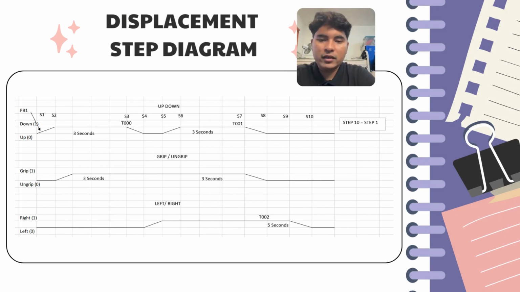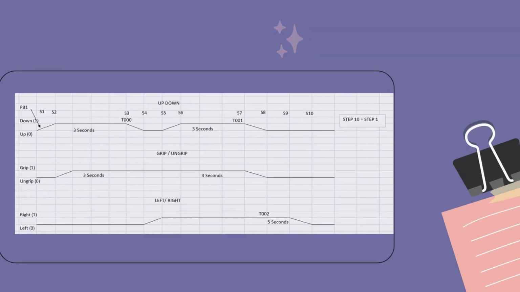Displacement step diagram for our project, we have three. For the first, we have down and up. For the second one is grip and ungrip, and last one is right and left. Displacement step diagram we follow by motion diagram and problem statement in our projects.